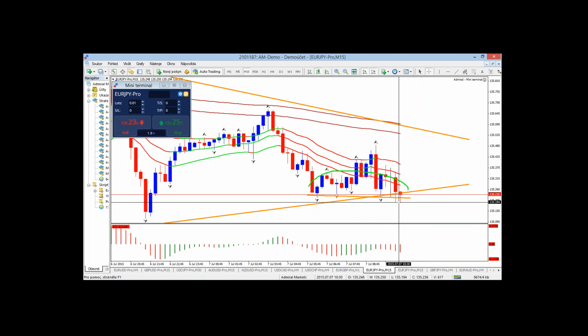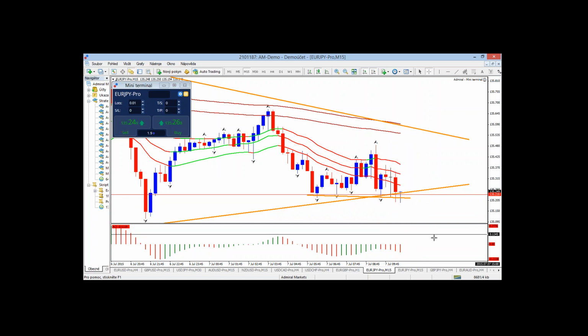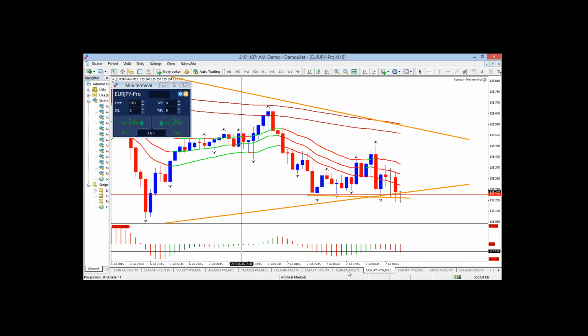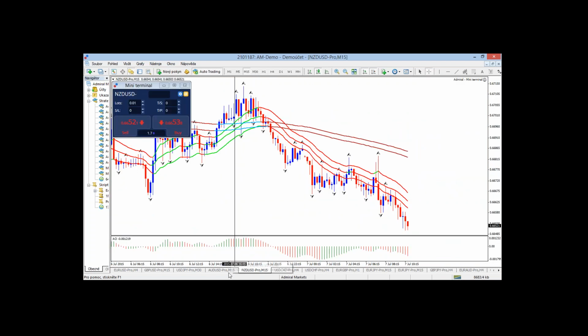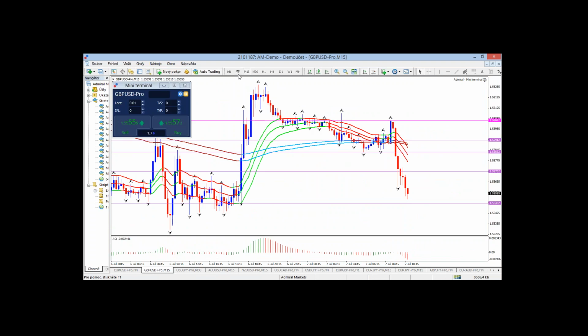Get a bit more confirmation of the break here. It looks very probable, but still, I'd rather wait for the confirmation. All right, so with that, 30 minutes to go. Anything new here? Pound dollar still pushing indeed.